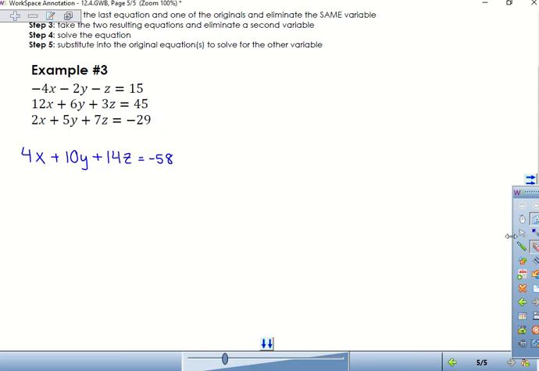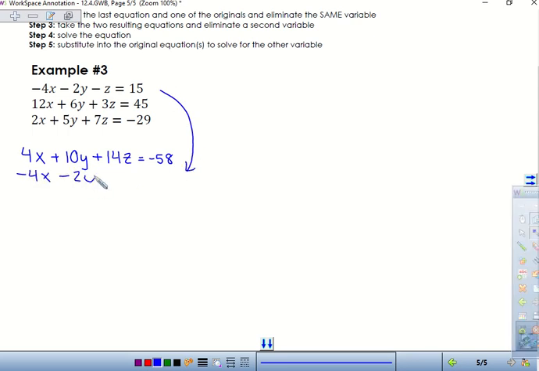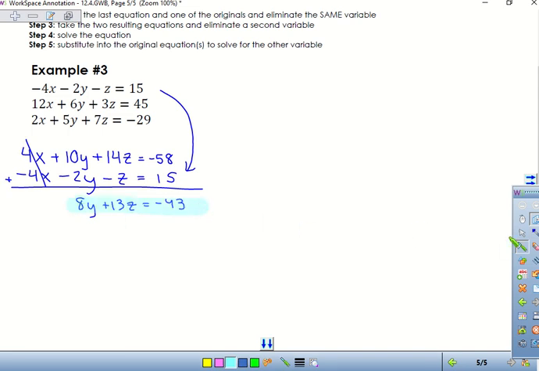I wrote it right. I don't know why I said that. Sorry. So then I'm going to bring this down. And then I'm going to combine these. Cancels. 8y plus 13z equals negative 43. Is that right? Yes. I'm second guessing myself. Yeah. Okay, so now we have one of our 2 by 2.